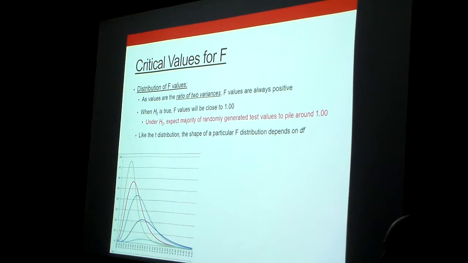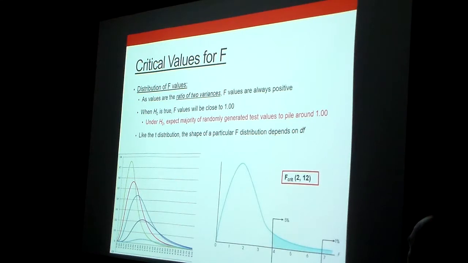And because we can't have negative F statistics, and they can only get large as we start to deviate from the null hypothesis, what we end up with is a skewed distribution. Our F distribution, like our T distribution, is determined solely by our degrees of freedom. And so just like our T distribution, our F is a family of curves, with the specific distribution based on degrees of freedom.